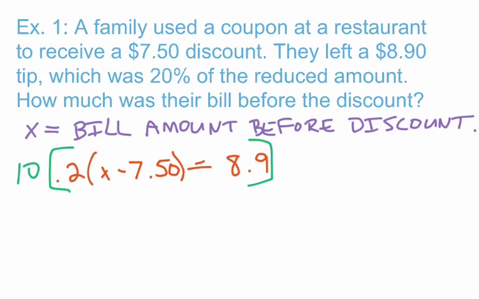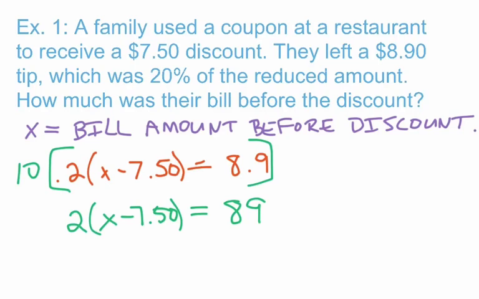On the left side, I have 10 times 0.2. 10 times 0.2 is going to move my decimal 1 place value to the right. So 10 times 0.2 is going to give me 2. And then I bring down my parentheses, x minus 750. And that's going to be equal to, on the right side, 10 times 8.9 gives me 89.